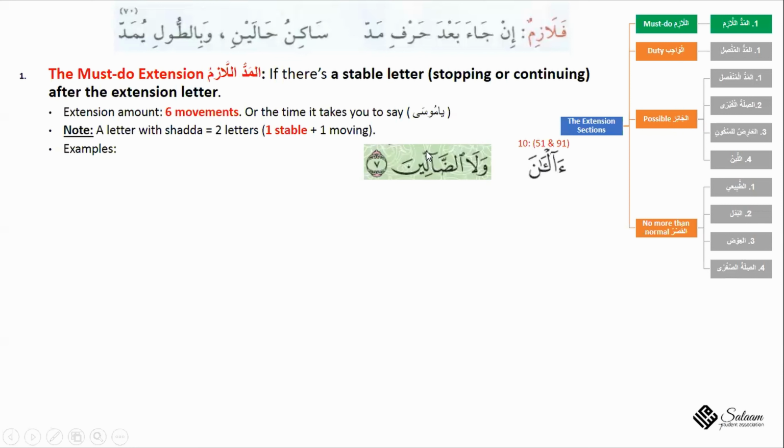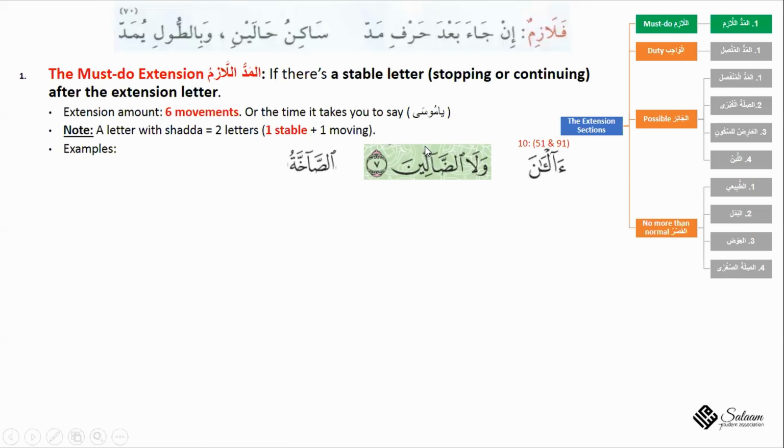Waladdallin. Here, what happened is, this is an extension letter, and then we have a letter with shadda after. A letter with shadda can be considered as follows: the first one is stable, and the next one is lam with kasra, right? So because the first one is stable, here we have a must-do extension, or al-maddu al-lazim.